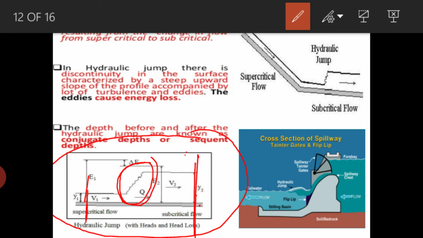In the next part we will be deriving the equation for hydraulic jump. What are the conjugate depths? There is y1 and y2 we will be calculating. Then the energy loss also we are calculating, and the length of the jump also we are calculating. So in this particular section, try to understand what we mean by hydraulic jump and where it takes place.